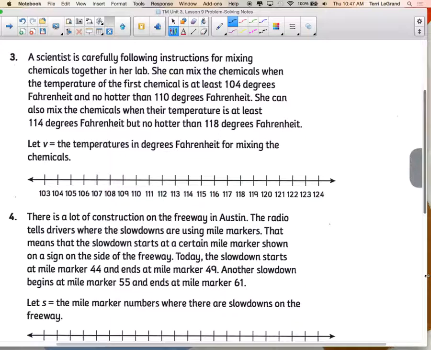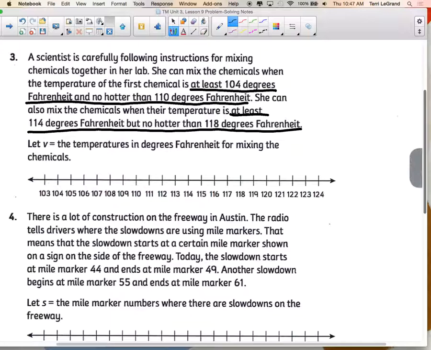Okay, any suggestions for what should be underlined or circled or drawn our attention to in the problem itself? That's one of the things maybe you did, Tyler. I have in mind at least 104 degrees Fahrenheit and no hotter than 110 degrees. Okay, so that part right there. Kagan? At least 104 degrees and no hotter than 110 degrees Fahrenheit. Okay, so it looks like there's two parts again, doesn't it?